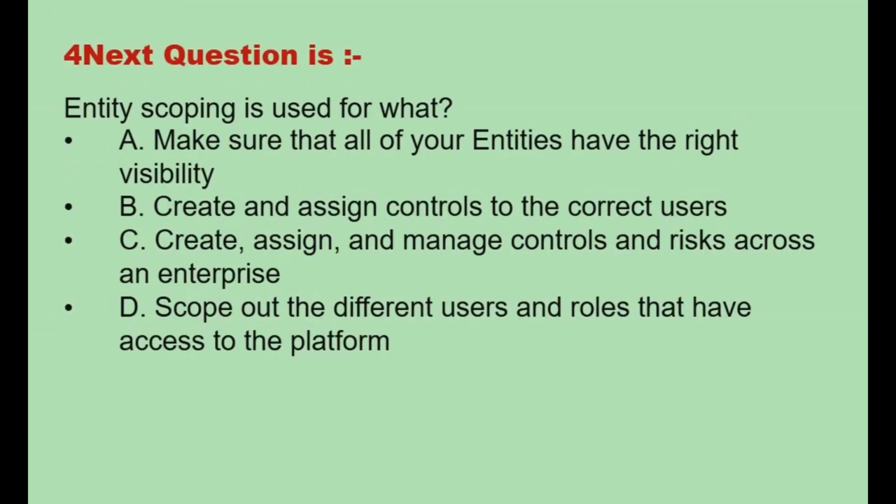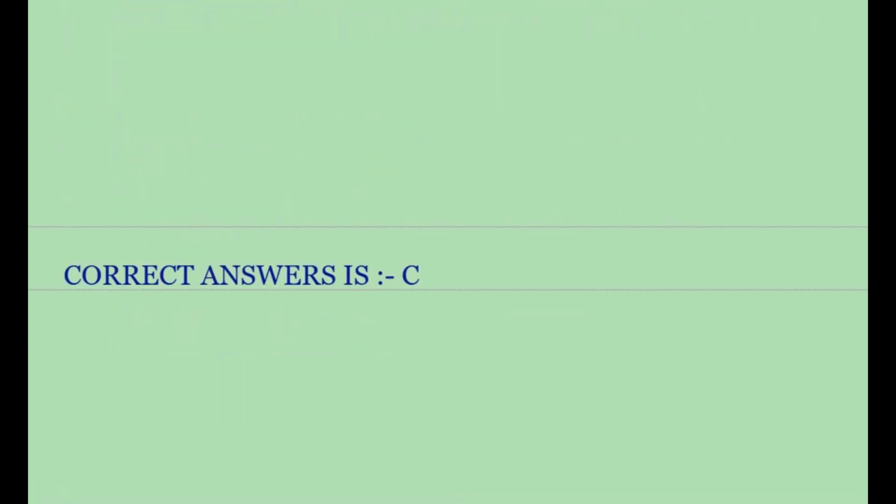Question is entity scoping is used for what? Option A, make sure that all of your entities have the right visibility. Option B, create and assign controls to the correct users. Option C, create, assign and manage controls and risks across an enterprise. Option D, scope out the different users and roles that have access to the platform. Correct answer is option C.